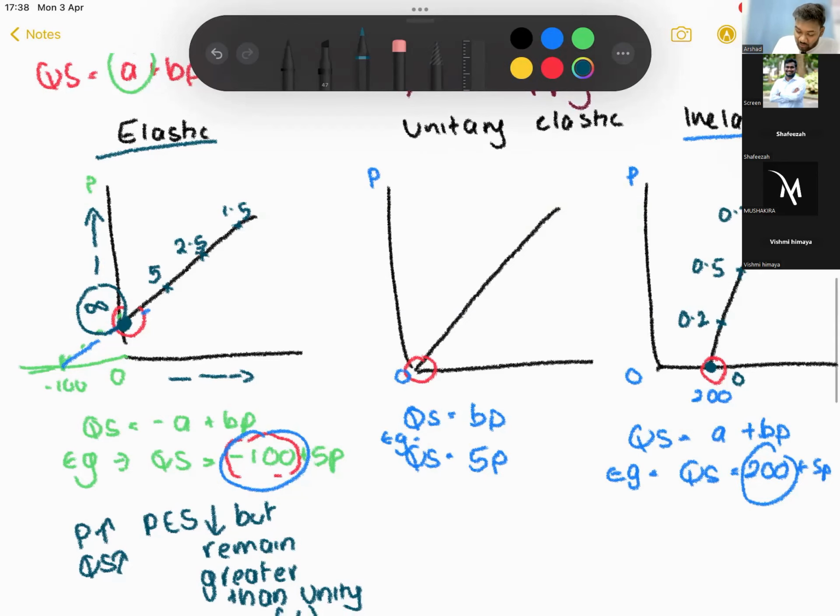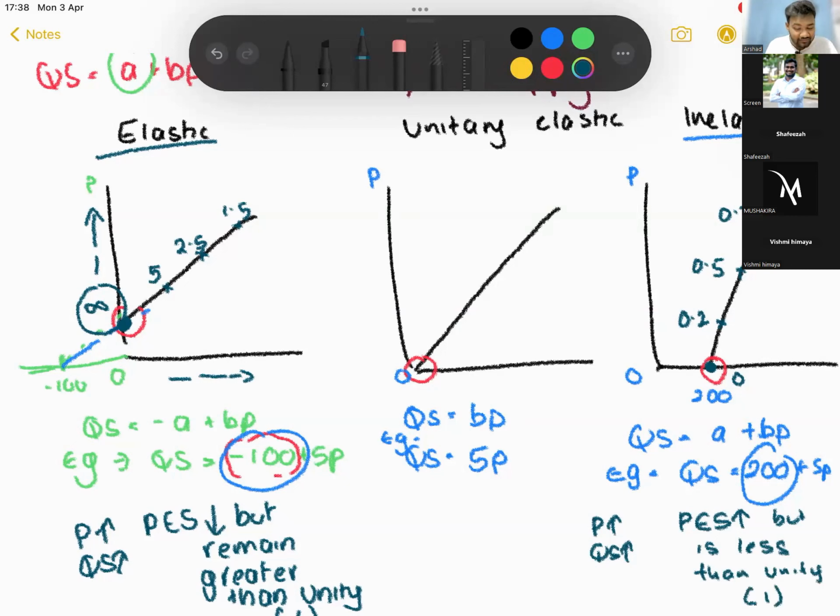But what is happening? When the price or the quantity supplied increases, the value of PES increases, but it is less than unity. Unity means 1, so less than unity. So have that in mind.